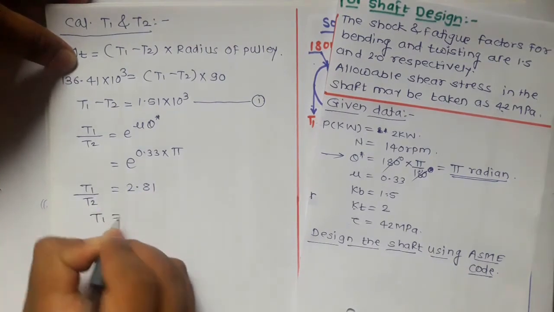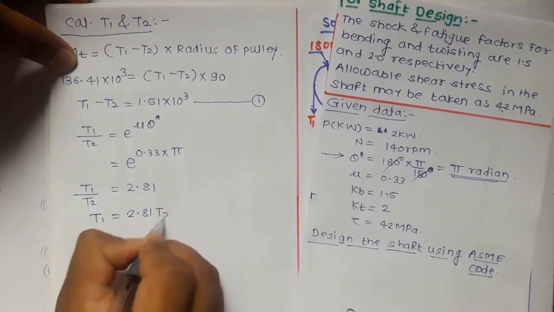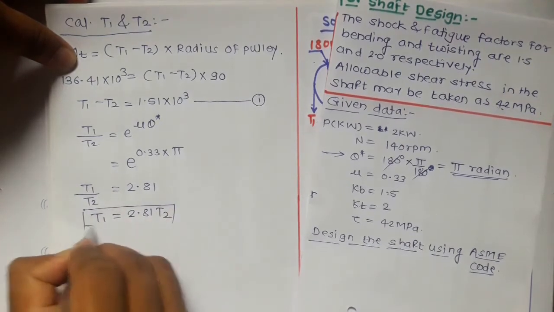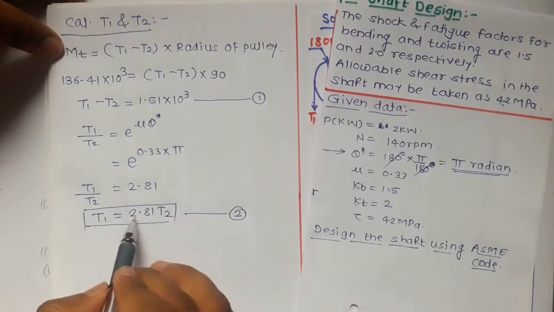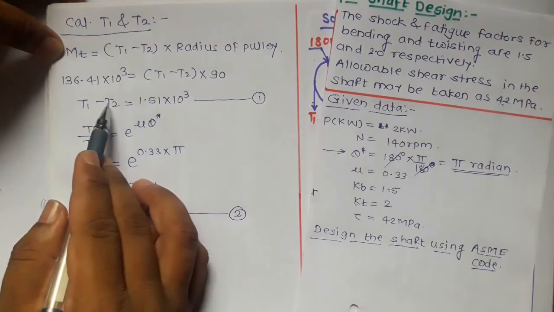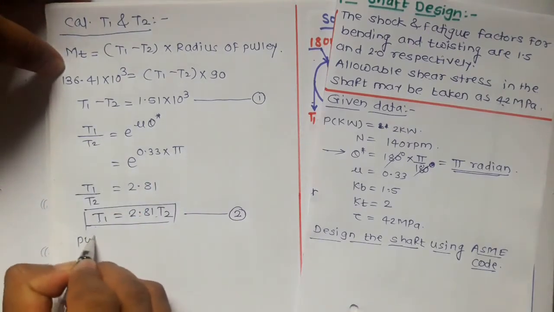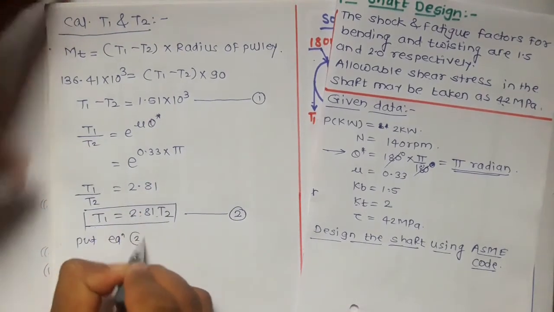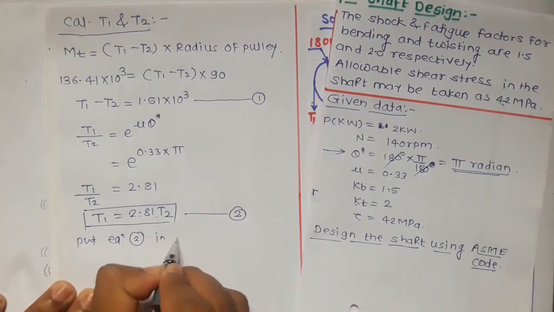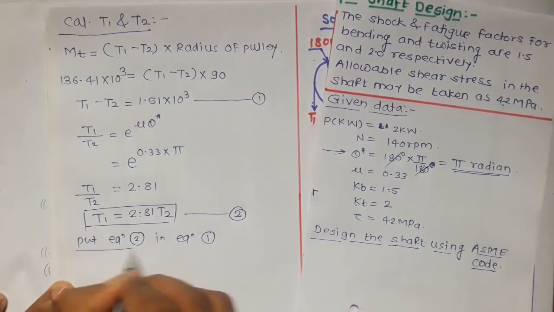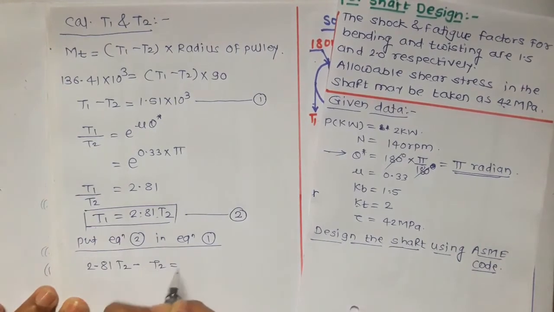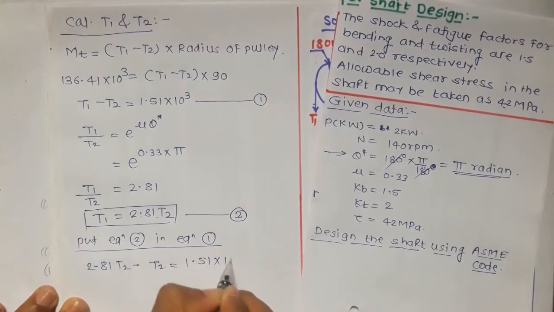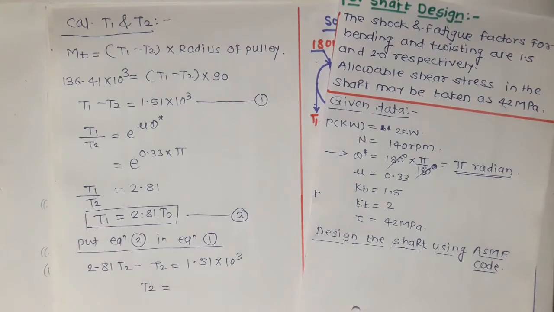So we can write T1 is equal to 2.81 T2. This is equation number 2. Now if we put the value of T1 here as 2.81 T2 in this equation, we can get the value of T2. So put equation 2 in equation 1, and therefore 2.81 T2 minus T2 is equal to 1.51 into 10 raised to 3. From this equation we can get the value of T2.